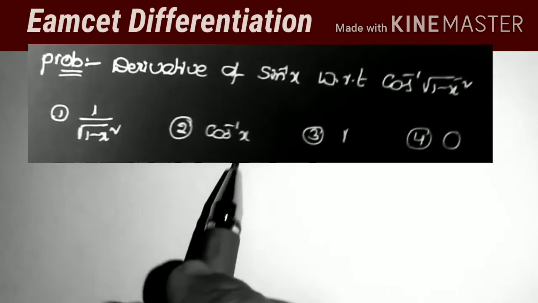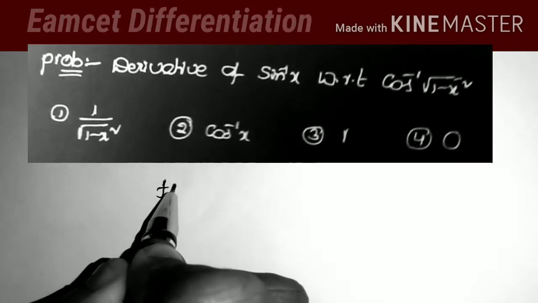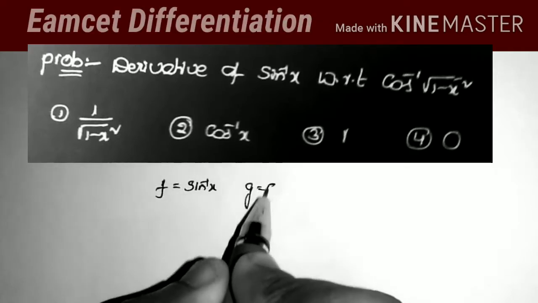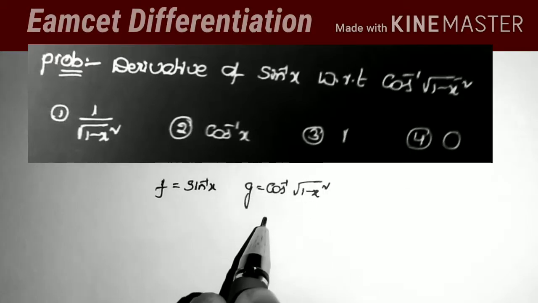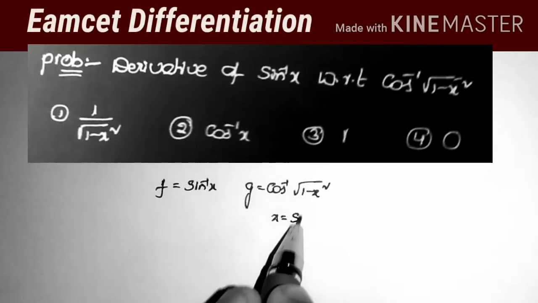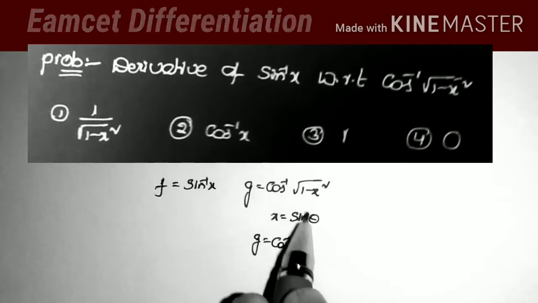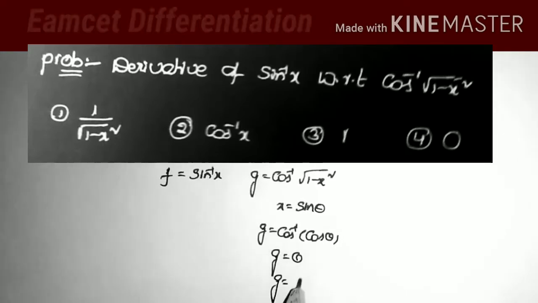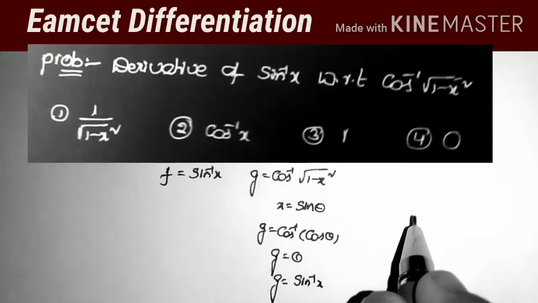Next problem: the derivative of sin inverse x with respect to cos inverse of square root of 1 minus x square. First we take f equal to sin inverse x and g equal to cos inverse of root 1 minus x square. Next we simplify this function. I take x equal to sin theta here. Then g is equal to cos inverse of square root of 1 minus sin square theta, that is equal to cos theta. That is, g is equal to theta, which is equal to sin inverse x. So f is equal to sin inverse x, g is equal to sin inverse x.